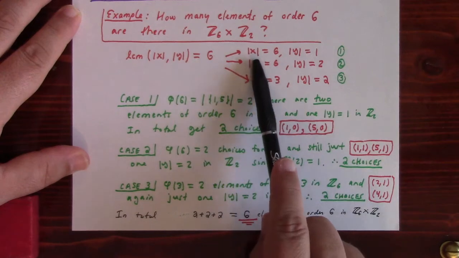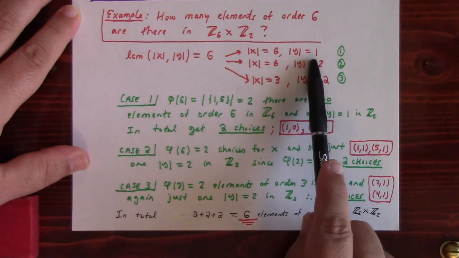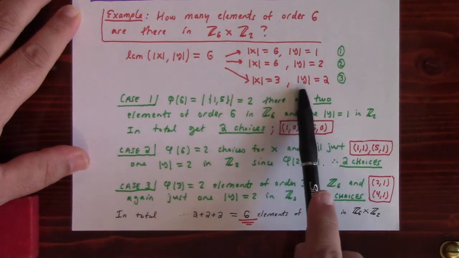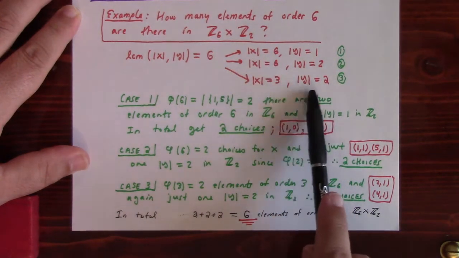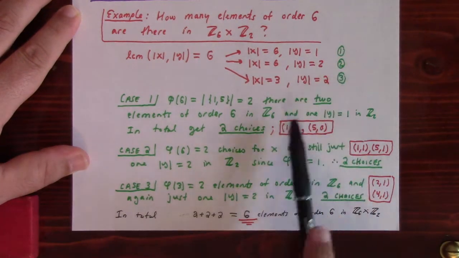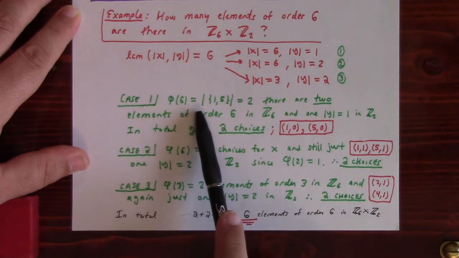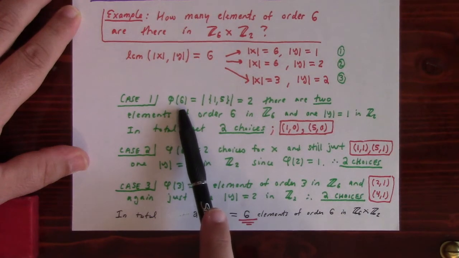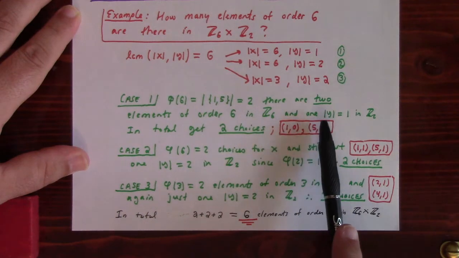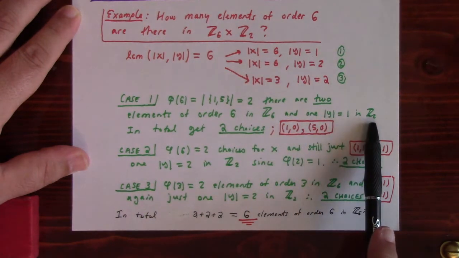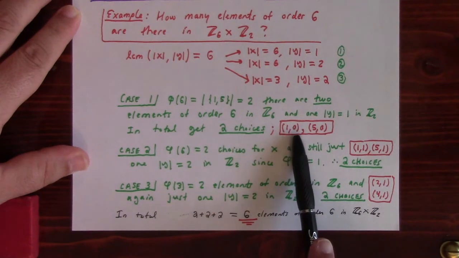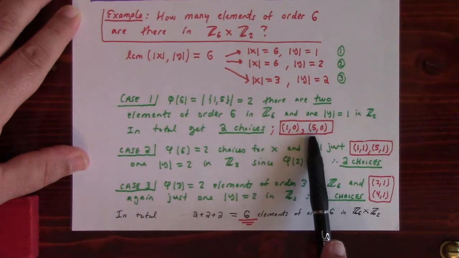So of course we can have order of x is 6, order of y is 1; order of x is 6, order of y is 2; order of x is 3, order of y is 2. All of these give you a least common multiple of 6. So there's 3 cases. Case 1, well, how many elements of order 6 are there? There's 2 elements of order 6 in Z6. And of course there's only one identity in Z2. So that gives you 2 choices. In fact, here they are. (1, 0) and (5, 0) fit the bill for case 1.